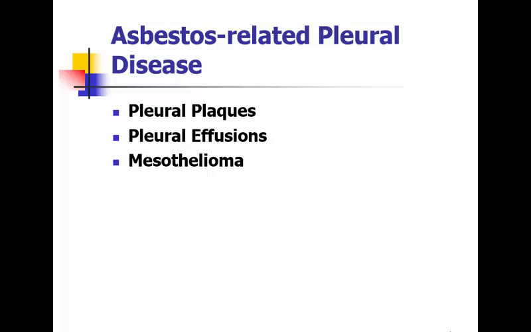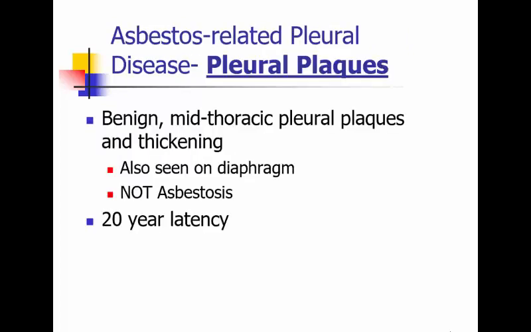However, the third situation is this. The patient might have pleural plaques, pleural effusion, or mesothelioma. That's what we call asbestos-related pleural disease. So if the patient has something like the pleural plaques, which is usually in the mid-thoracic area, like 5, 6, 7, 8, but not in the diaphragmatic area or in the apex, that's usually what we call asbestos-related pleural disease or pleural plaque.